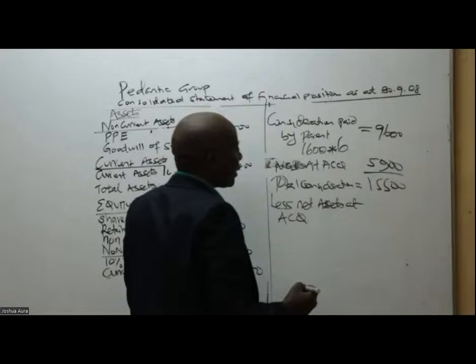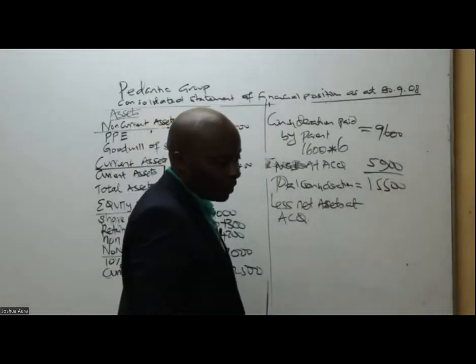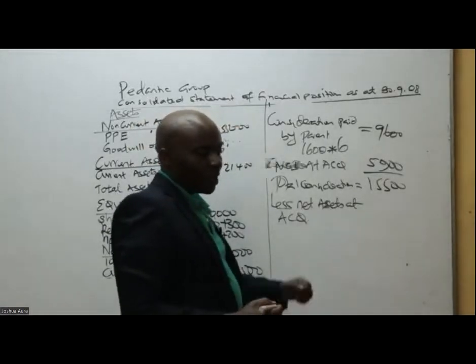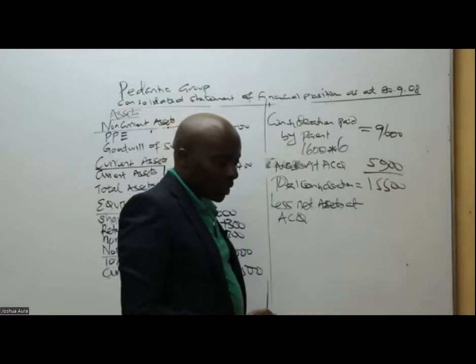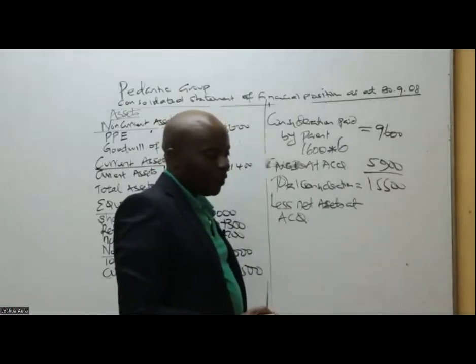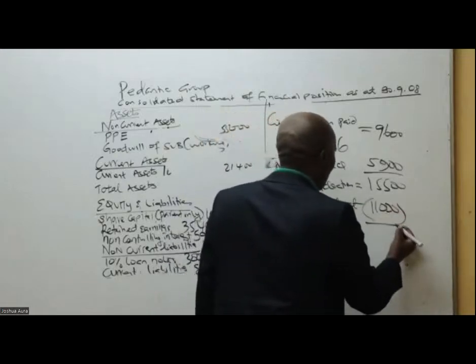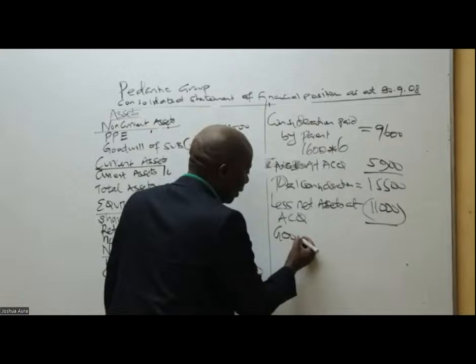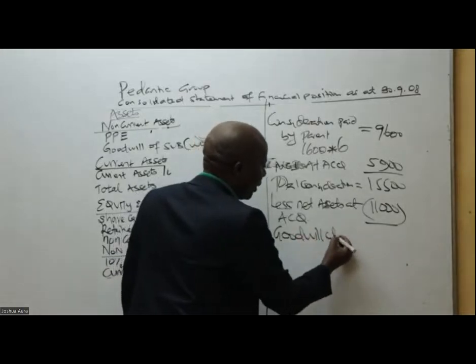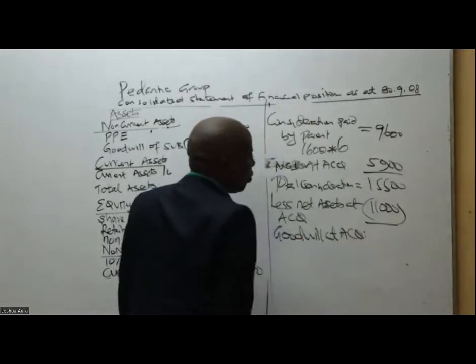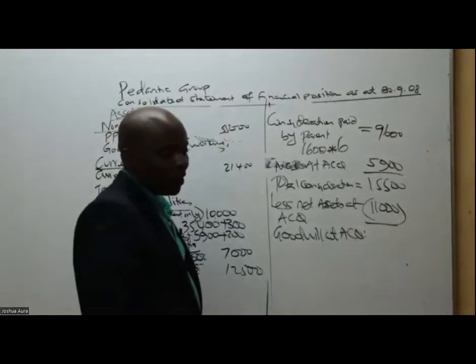Less net assets at acquisition, which you gave me some figure. Are you able to remember the figure that you gave to me? It is 11,000. So when you subtract like this, you're able to get what we call goodwill at acquisition. So goodwill at acquisition, what figure do we have?